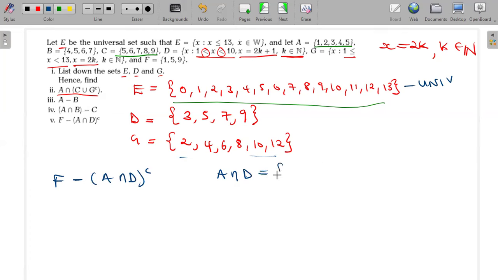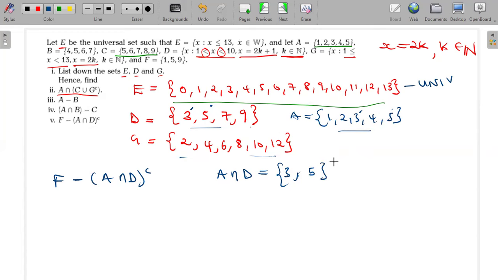So what is your A? My A, I have been listing, which is just 1, 2, 3, 4, and 5. So now intersect, which elements are common between these and D? So 3 is also there. So 3 there. And then you have 5 there, and you also have 5 there. So 5 is common. So these here are the two elements that are common in both of the sets.